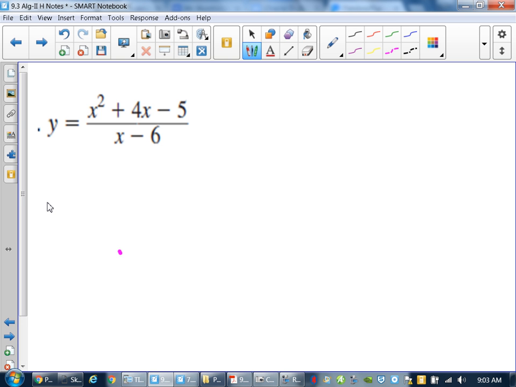Let's try this one, a little bit more difficult. Maybe. So we have y equals x squared plus 4x minus 5 all over x minus 6.